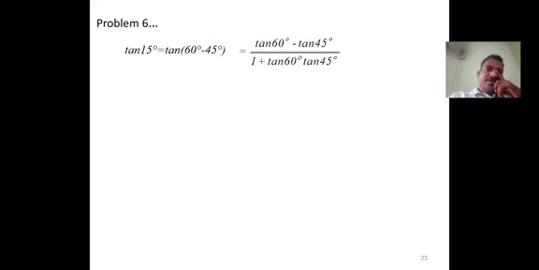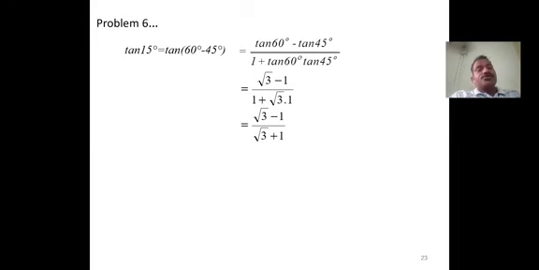Similarly, tan 15 is also same, tan 60 minus 45, tan 60 minus tan 45 by 1 plus tan 60 tan 45. Tan 60 value is root 3 and tan 45 is 1. Root 3 minus 1 by 1 plus root 3, that is root 3 plus 1. So actually the value of tan 15 is root 3 minus 1 by root 3 plus 1.